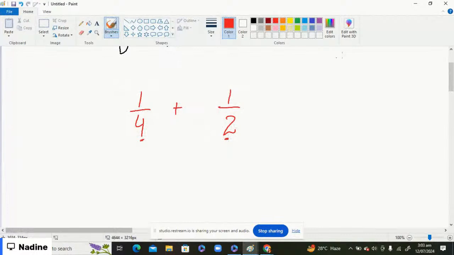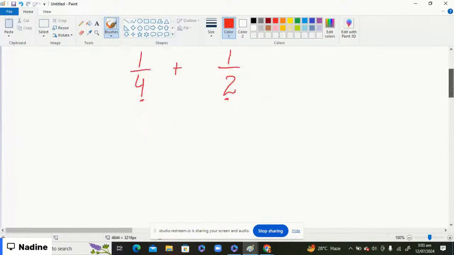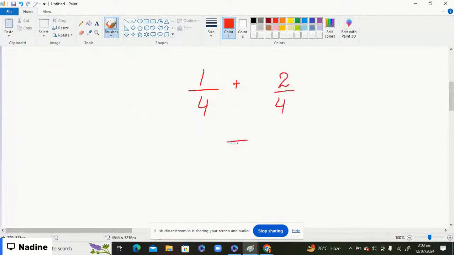If these are the same, we just do it simply. For example, here is 1 by 4 and here is 2 by 4. We just put the 4 here, then add their numerators. 1 plus 2 is 3. This is the answer when they both have the same denominators.